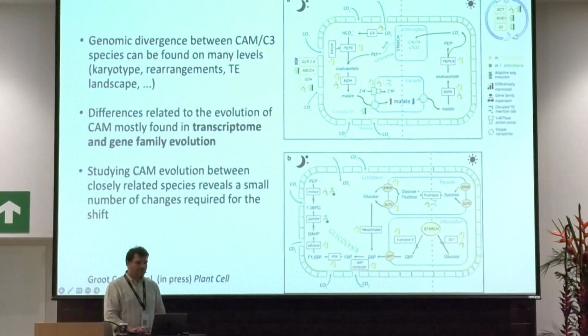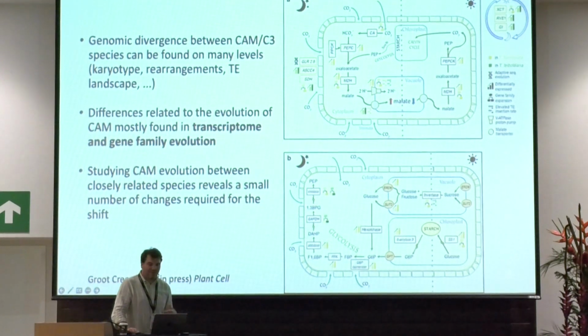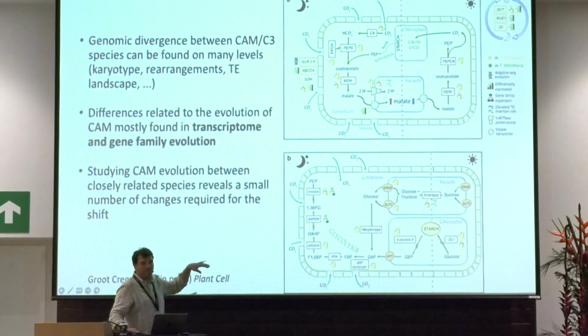Now, Clara made a long effort to take the entire CAM pathway and map onto it events of adaptive sequence evolution, differential expression, gene family expansion, or perhaps elevated transposable element insertion rates in introns or around the genes. It's very complicated to look at, but what we see is differential expression in a lot of portions of this pathway, and often this is linked to gene family evolution.